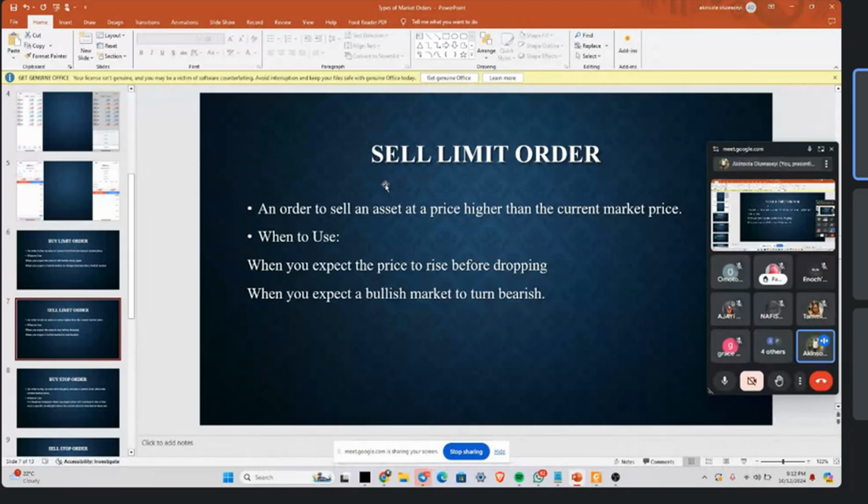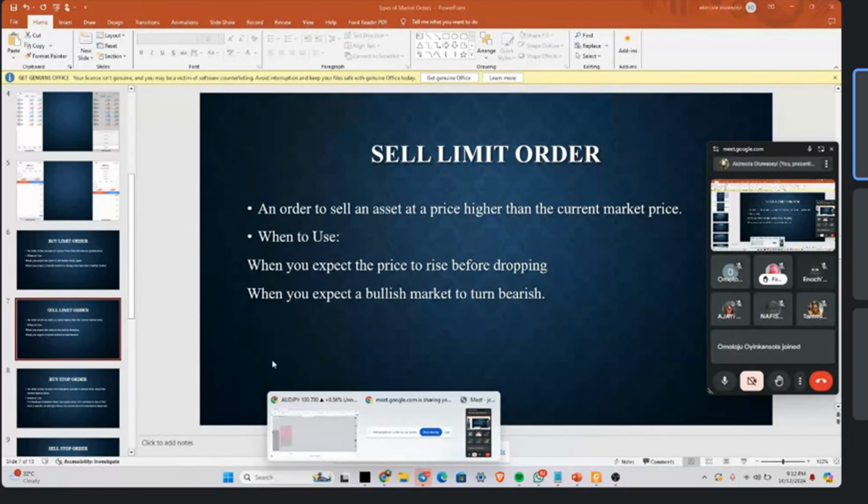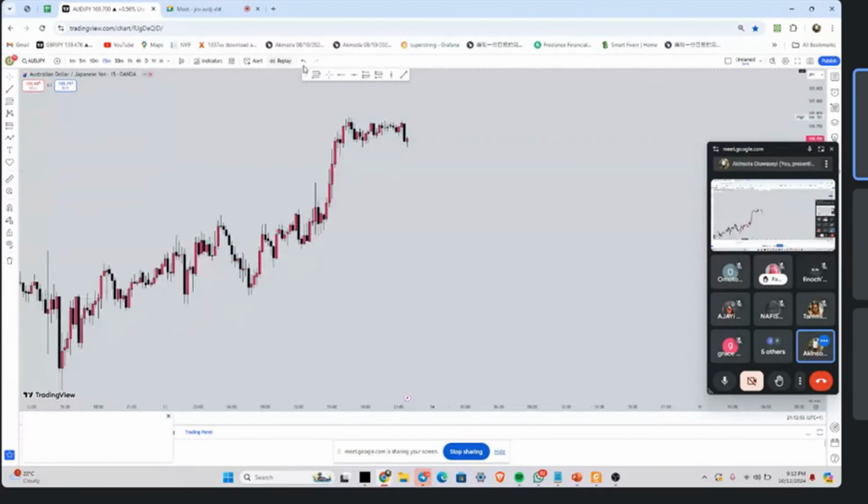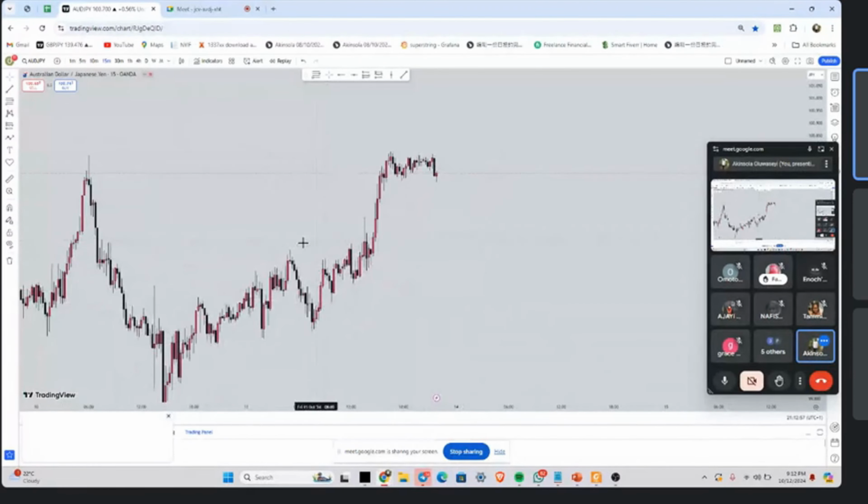So when to use it is when you expect the price to rise before dropping. That is, the price is currently buying, but you know that this price should drop, this price should sell. You enter for a sell limit. When you expect a bullish market to turn bearish, that's when you use sell limits. Do you get that? A simple analogy is this.